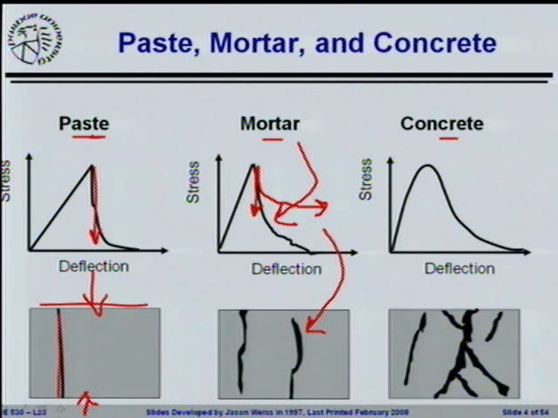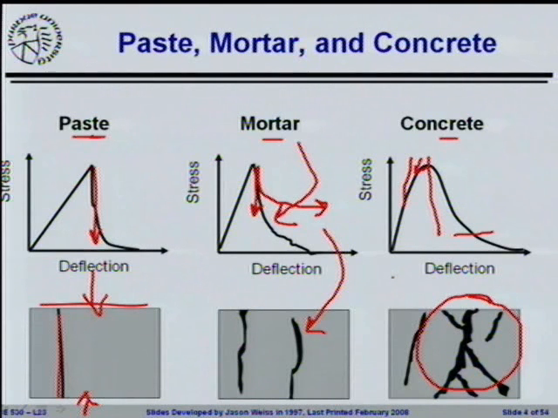By the time you've moved up to concrete, you can see that we've got quite a bit of nonlinearity in this pre-peak region. You also have quite a bit more softening response, and you see the cracks are much less linear. There's a lot more branching. There's a lot more movement. And this is because all of a sudden the cracks are starting to interact with the large aggregates, having to go around the larger aggregates.